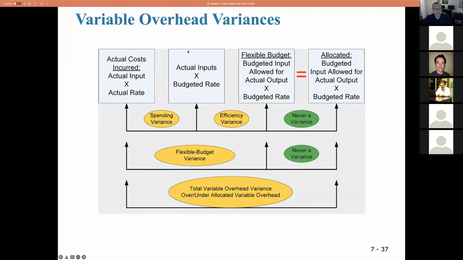And then this is the middle column. We have already seen this: actual input times budget rate. Again, when you compare the left to the middle, this is called a spending variance. When you compare the middle to the flexible budget, this is the efficiency variance. And together, that's your flexible budget variance. So are we clear with this setup?